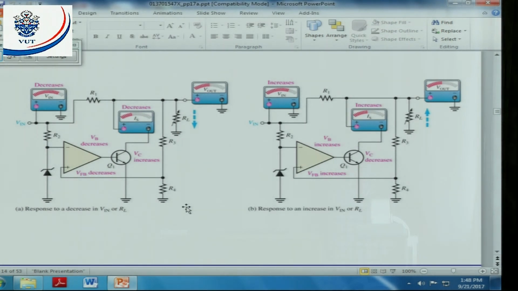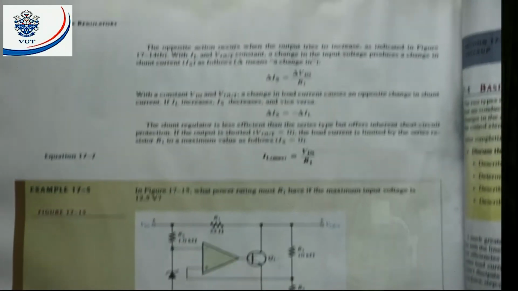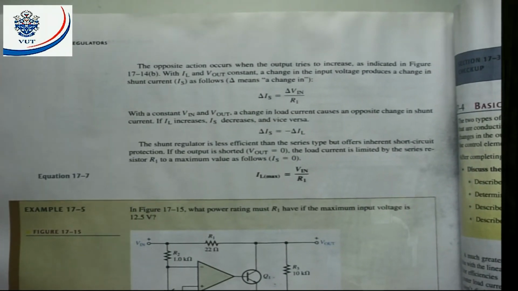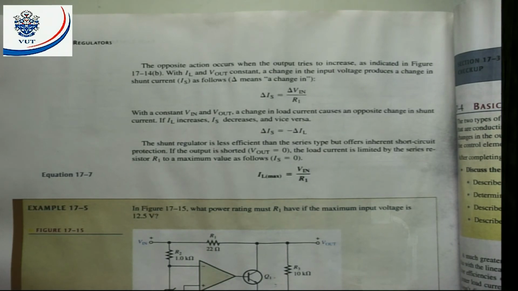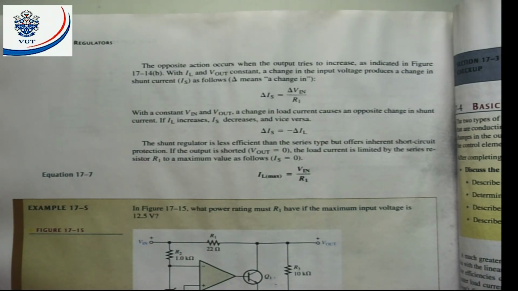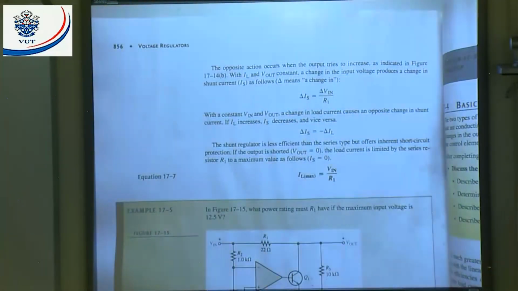All right. Let's have a look at this. There's a few formulas here. Let's quickly have a look at those formulas. There they give us delta IS, delta V in divided by R1. Delta IS is equal to minus delta IL. And then they say IL maximum is V in divided by R1. The maximum current that can flow there will be basically the input voltage divided by that resistor. Because that will limit my current.